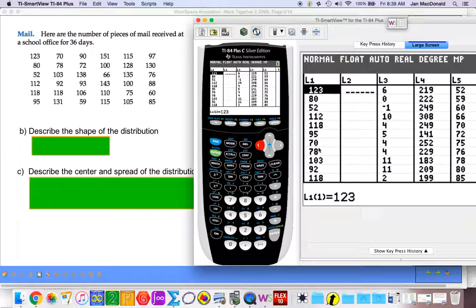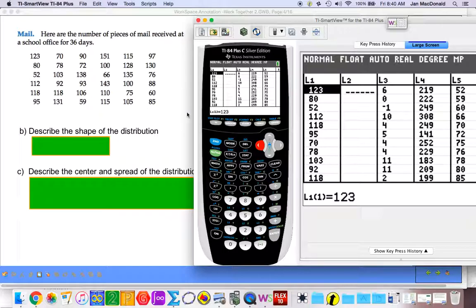So all our data is in list 1. Well, how do we create a histogram? Well, first we have to figure out how many bars we need in our histogram. And roughly we can determine the number of bars by taking the square root of n. And n is our number of data values in our set of data. So here it says we have the number of pieces of mail received in 36 days. So our n is 36. We have 36 data values. So the square root of 36 is 6. We'd expect about 6 bars.